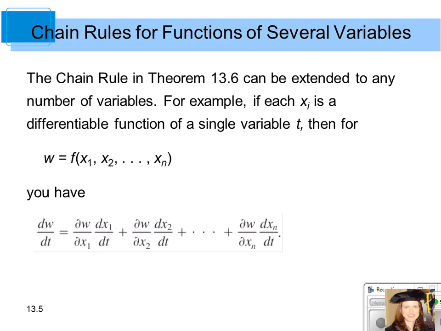Okay, this chain rule in theorem 13.6 can be extended to any number of variables. For example, if each x sub i is a differentiable function of a single variable t, then for w, which is a function of x sub 1, x sub 2, all the way up to x sub n, the way you would find the derivative of w with respect to the variable t is to take all those partial derivatives and multiply by the straight derivatives. I always find it best to draw that picture so you can see all of the branches when you're working out these partial derivative problems.